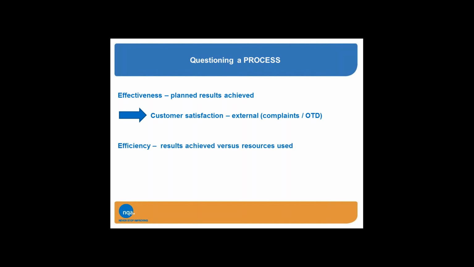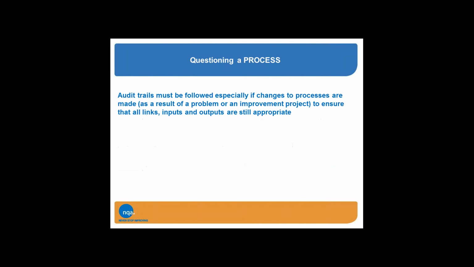And efficiency is the results achieved versus the resources used. So this is organizational satisfaction, an internal measurement. So you can look at, for example, machine downtime, things like that. If the process changes for any reason, so if any changes are made as a result of a problem or an improvement project, audit trails must be followed to ensure that all links, inputs and outputs are still appropriate.